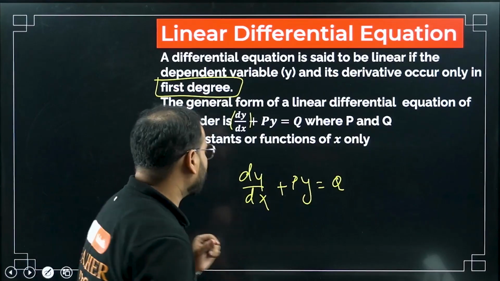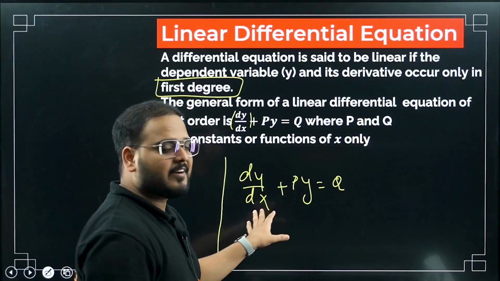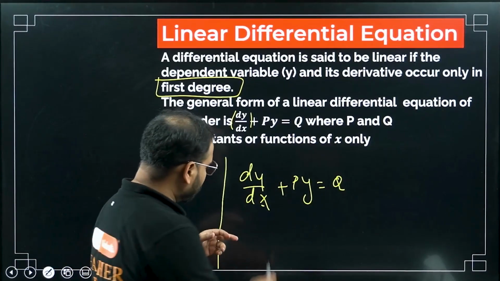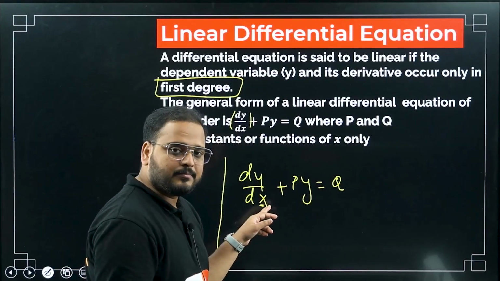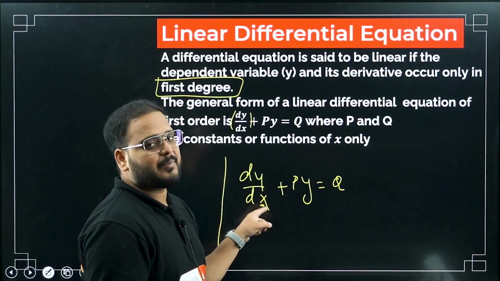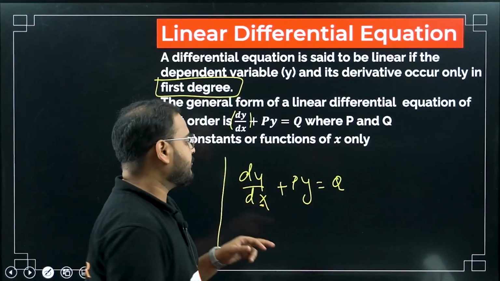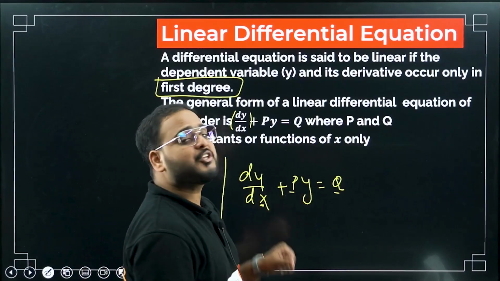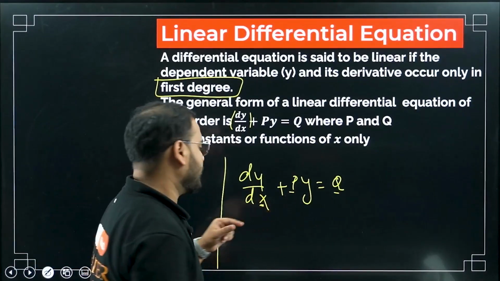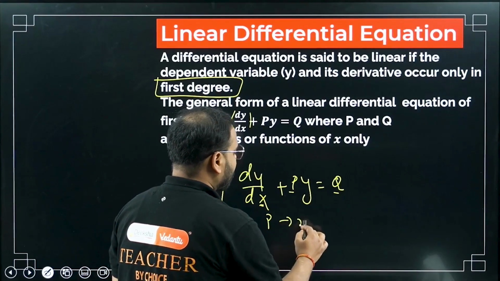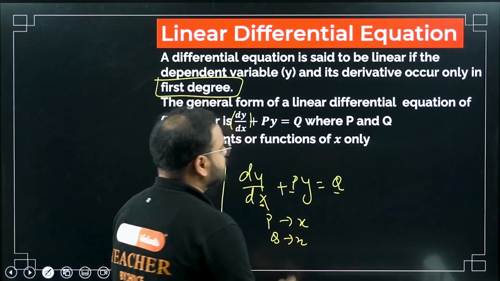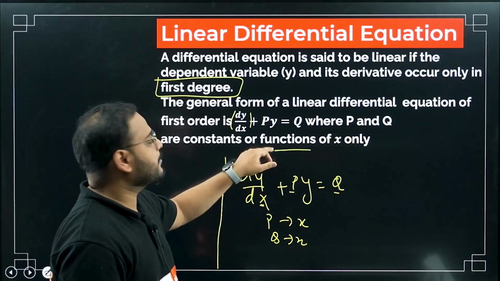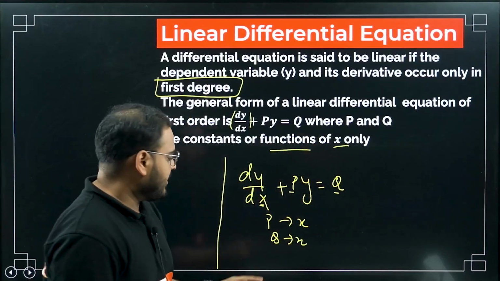Now a few things I want you to know from here. How to identify the form. Check whatever is the variable over here, that is the independent variable. If x is over here, this is an independent variable. The functions p and q are not constants, they are functions, and they will be in terms of that variable only. So p will be written in terms of x, and so is q. Functions p and q are constants or functions. Most of the time they will be functions of x only. It will not have y in it.